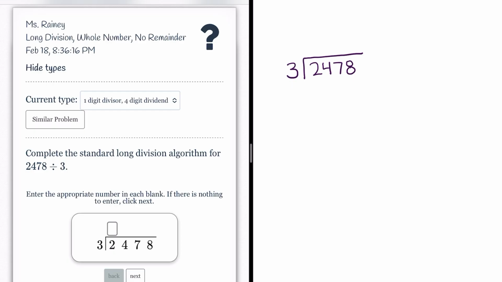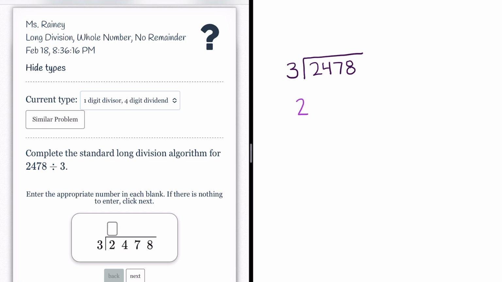Before we get to the standard long division algorithm, I want to show one more method that I think helps conceptually understand what we're doing when we do long division. We're going to draw flowers. It's a visual representation of the division process. And we're going to start by breaking down 2,478 to better understand what that number means.